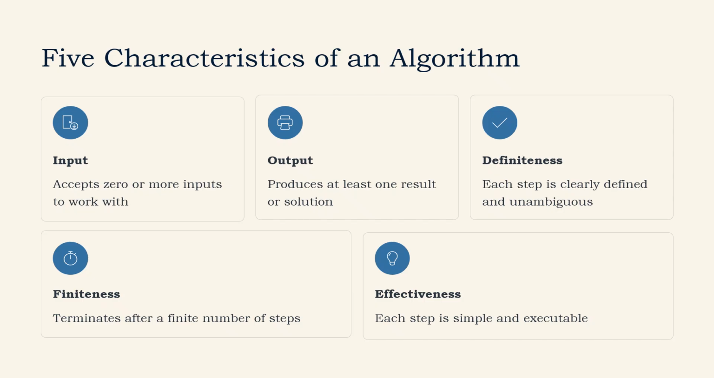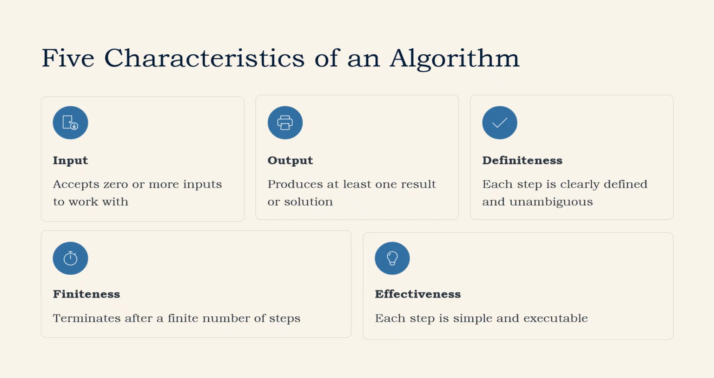Third one, definiteness. Each step in the algorithm must be clear and unambiguous. It means every instruction should have only one meaning and should not confuse the reader. For example, suppose I want to add 5 and 7. The instruction must be clear: add 5 and 7. You are not supposed to give instructions like add 5 or 6 or 7.